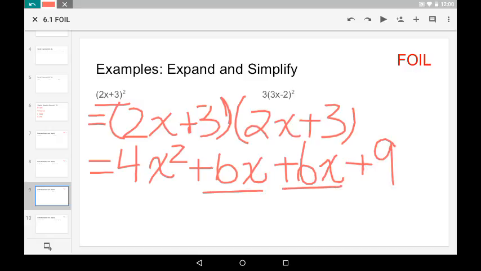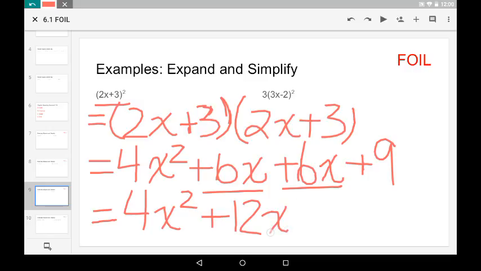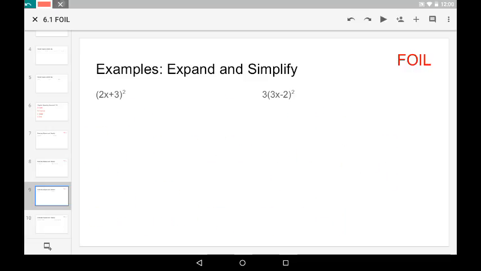Notice that these two middle terms are exactly the same. We'll come back to that in a minute. 4x squared, simplify these two and we get 12x plus 9. So there's our final answer. Remember this, 4x squared plus 12x plus 9.